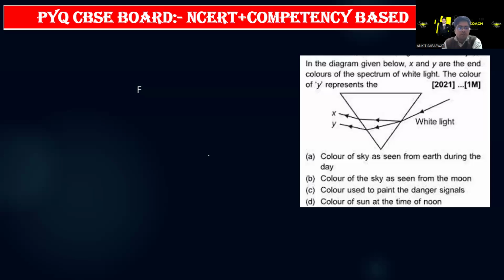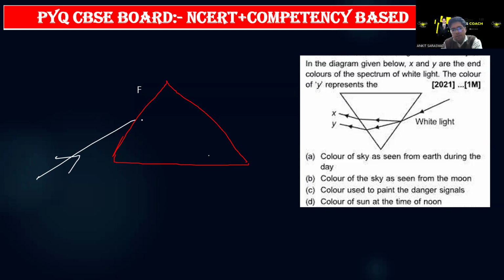So let's read this question. First, understand this is our prism. Understand the concept of prism first, then you will read this question. White light is going to enter. Then what we are looking at is like this. Clear?